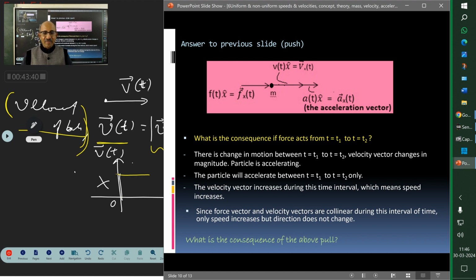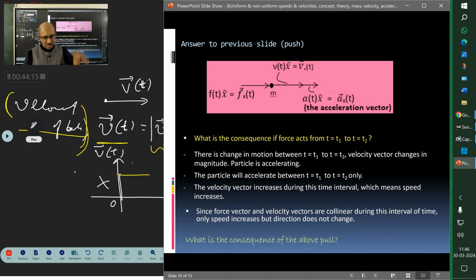You call it a null vector. How did I define a null vector? Its magnitude is zero, but it has some direction, but we don't know the direction. You cannot specify the direction. So at that juncture, whether the velocity vector is in the direction of the force vector or opposite to it, you don't know. So at that particular moment, you are neither pushing nor pulling, because you don't know the direction of the velocity vector.